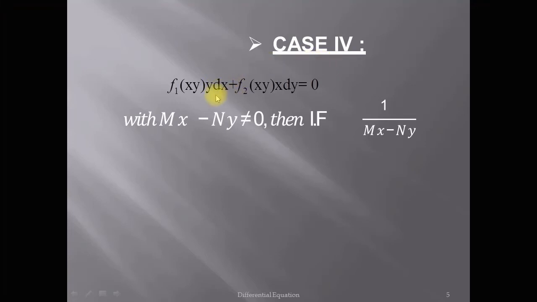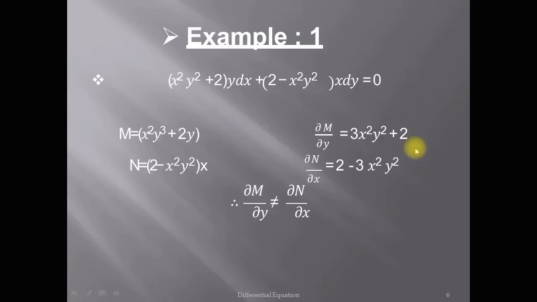Suppose we have a differential equation in the form of f1(xy) into y dx plus f2(xy) into x dy is equal to 0. And with the condition Mx minus Ny does not equal 0, then the integral factor will be 1 over (Mx minus Ny).